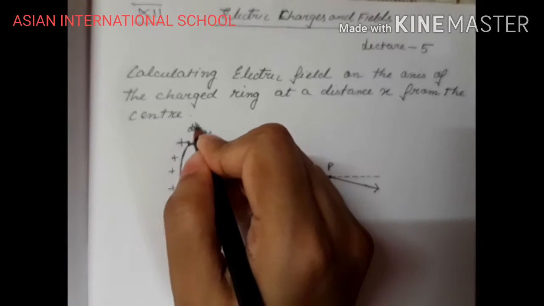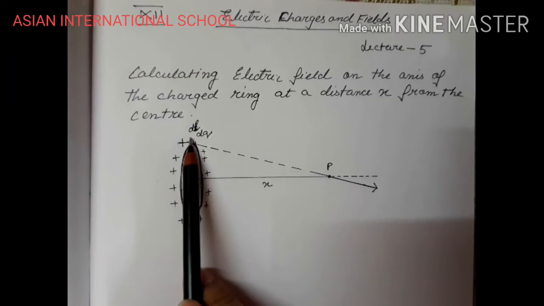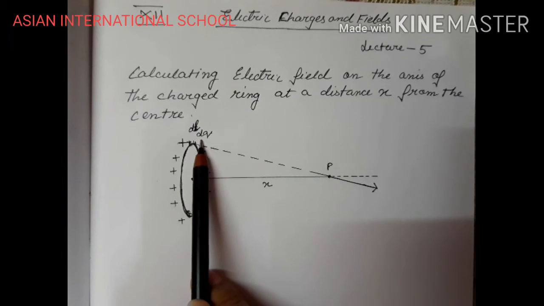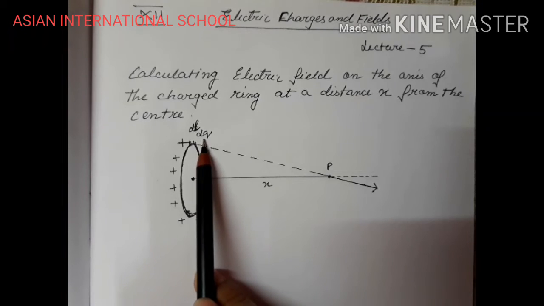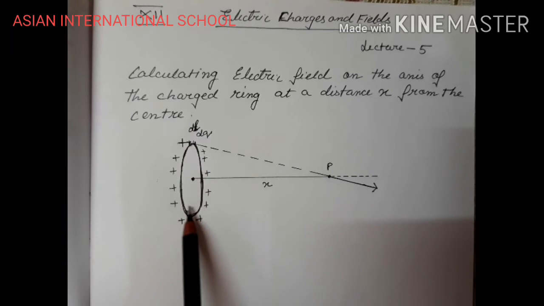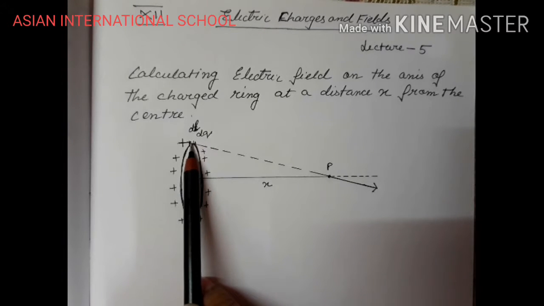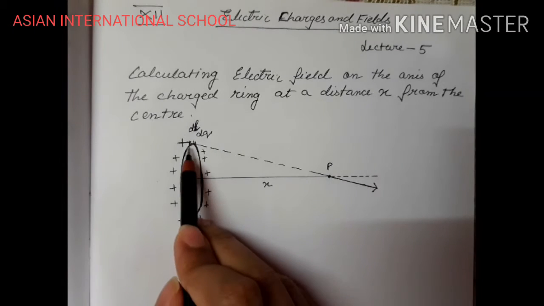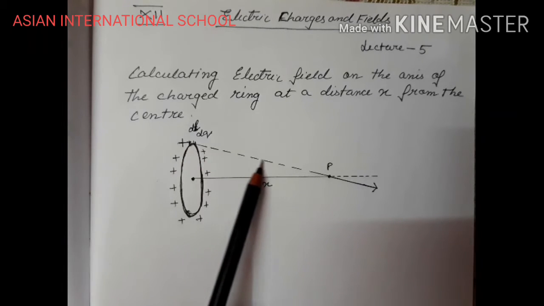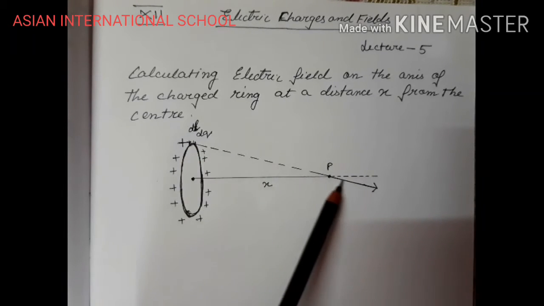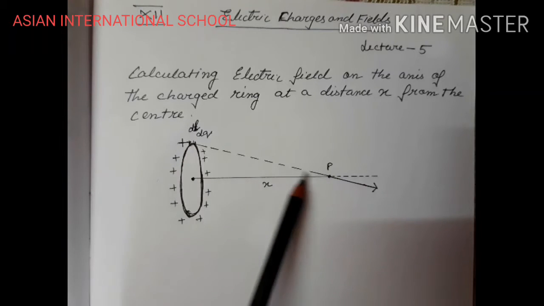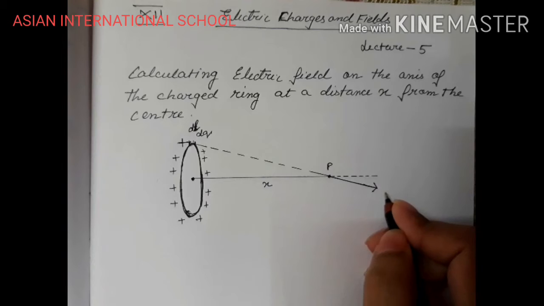Let us mark this elementary portion as dl. It has a charge dq, and this dq is so small compared to the charge of the whole ring that it can be considered a point charge, and we can apply the formula of electric field for a point charge. For this elementary length, the net electric field due to this dq will be in this direction. Let us mark this as dE.